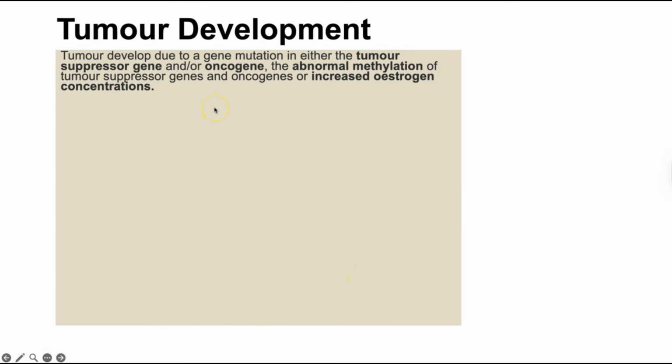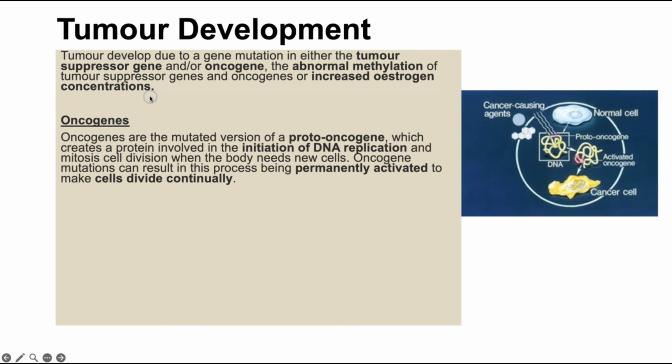So tumour development can be due to gene mutation in either a tumour suppressor gene or an oncogene, which are two genes involved in controlling mitosis. Or it could also be linked to epigenetics if there's abnormal methylation of a tumour suppressor gene or oncogene, or increased estrogen concentrations linked to the idea of transcriptional factors. So let's just go through what these two genes are.